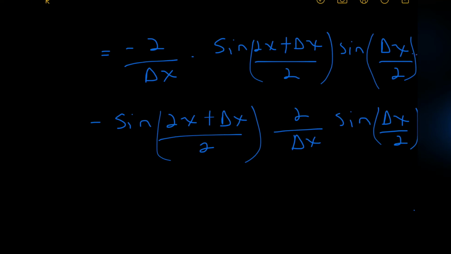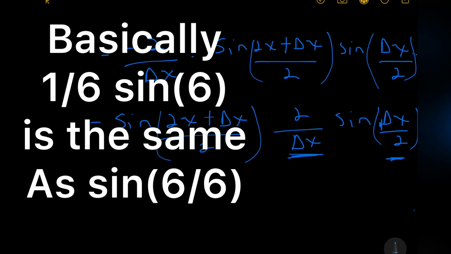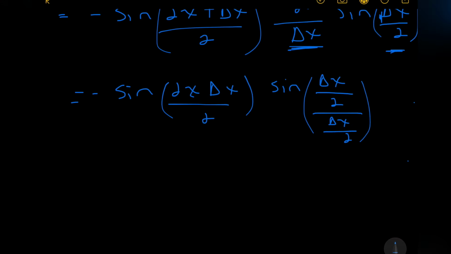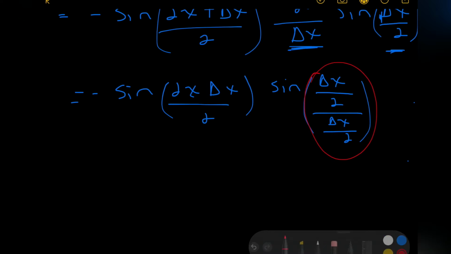And that's what we have. Since sine is an odd function, we could take out what's inside and put it outside. We are going to do the reverse of that and put the negative on the inside of the sine function. Now all of this is equal to 1.